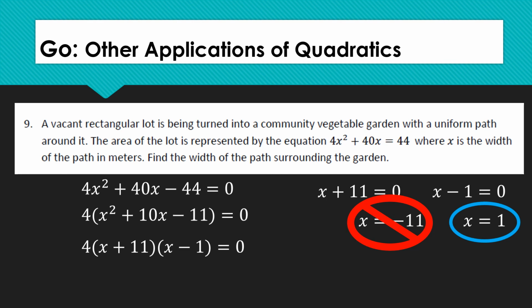Now, in the context of the problem, it doesn't make sense for negative 11 to be the width of the path around the edge of the vegetable garden, because we know that distance cannot be negative. So the only reasonable solution to this problem would be x equals 1, meaning that the width of the path is 1 meter, and that's extending out from each side of the rectangular garden.